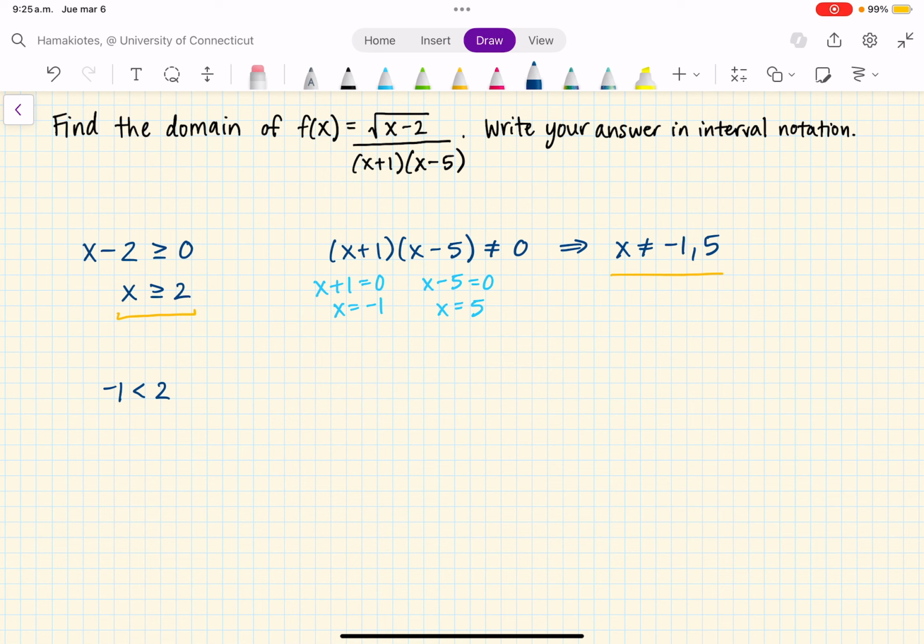So if we draw a number line, we have, let's say, minus 1 here, we have 2 here, and we have 5 here. Our first condition tells us x is greater than or equal to 2. So that means that it's everything above 2, including 2. But our denominator tells us that x cannot be minus 1 and x cannot be 5.